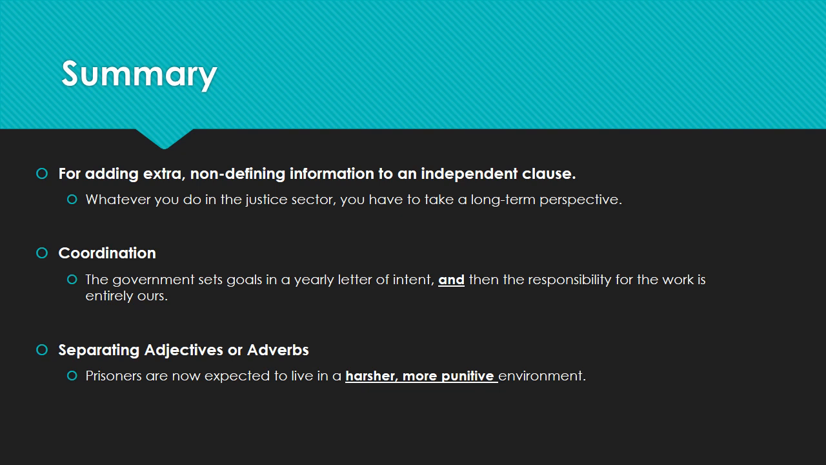Now you're ready to test your knowledge. Print out the document titled Comma Usage from Blackboard and complete it. Once you've finished, you can go to the final slide to check your answers.